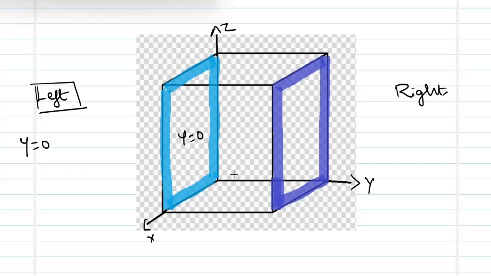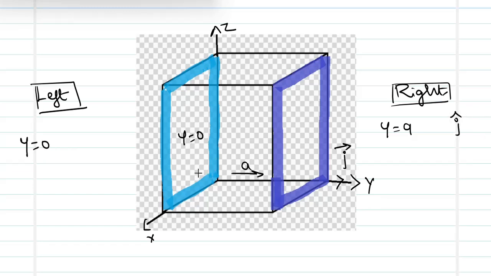Now, if I move a units in the direction of y, I will be reaching this plane in dark blue color, which is going to be on the right. So I have moved a units in the y direction, so this dark blue plane will be called y equal to a. Now, how about the unit vector in the direction of y? In the direction of y, the unit vector is going to be j cap. So for the plane y equal to a, the unit outward drawn normal will be equal to j cap.